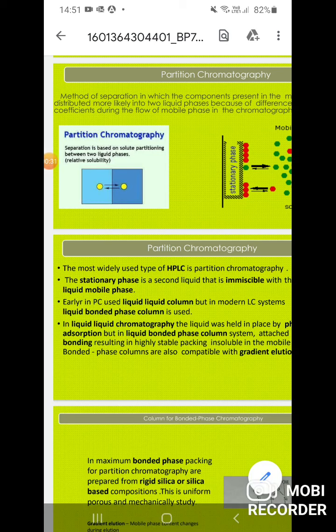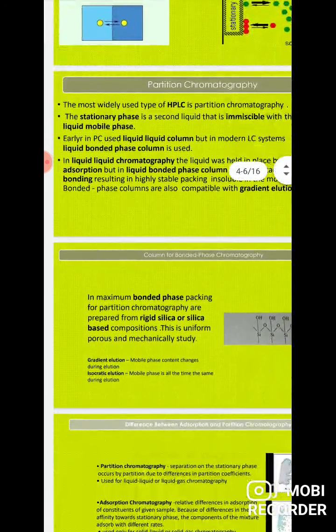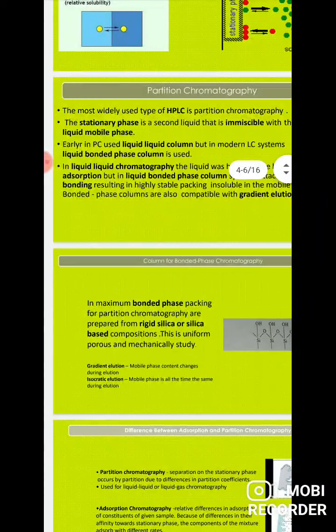Partition chromatography is mainly based on separation in which the components present in the mixture are distributed more likely into two liquid phases because of the difference in the partition coefficient during the flow of the mobile phase in the chromatography. The most widely used type of HPLC is partition chromatography. The stationary phase is a second liquid that is immiscible with the liquid mobile phase.